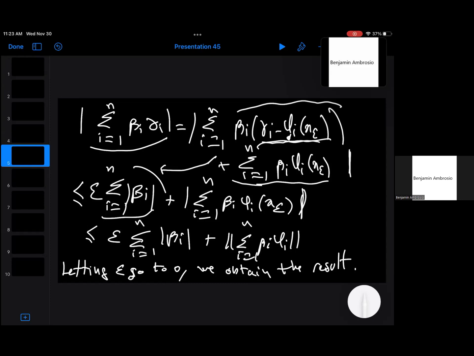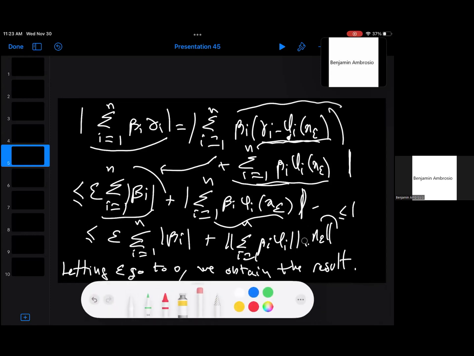The other term is given here; I leave it as is. So finally, I get that, but the sum of beta I phi I is in the dual space, it is in E prime. So by definition of the norm in E prime, this quantity is less than the norm in E prime times the norm of x epsilon, but this is less than one, so I can just get rid of it. And so if I let epsilon go to zero, because this is true for any epsilon, I obtain the result that we are looking for.